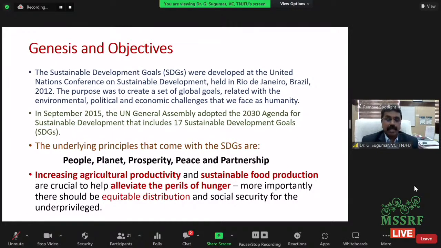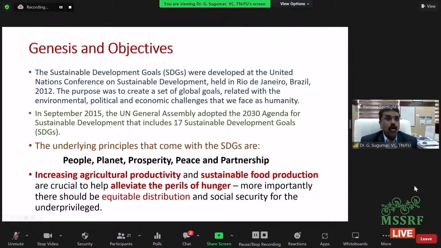Increasing agricultural productivity and the productivity of other allied activities, and sustainable food production, are very crucial to help alleviate the perils of hunger. And more importantly, there should be equitable distribution. We know that we are producing food grains sustainably. We are more than self-sufficient, but about 25% of the people are still not having decent food. It is mainly because of poor distribution and social security for the underprivileged. So we have to overcome this with a concerted effort.